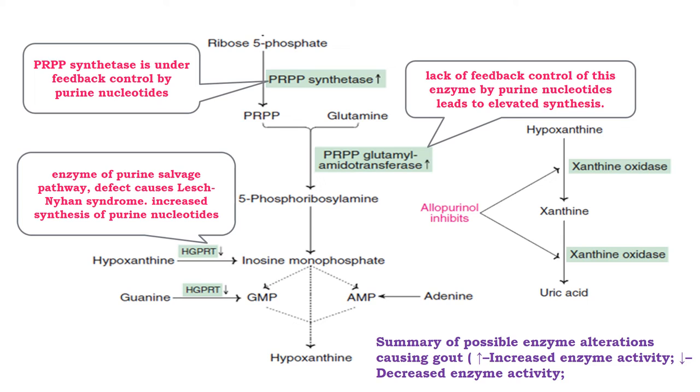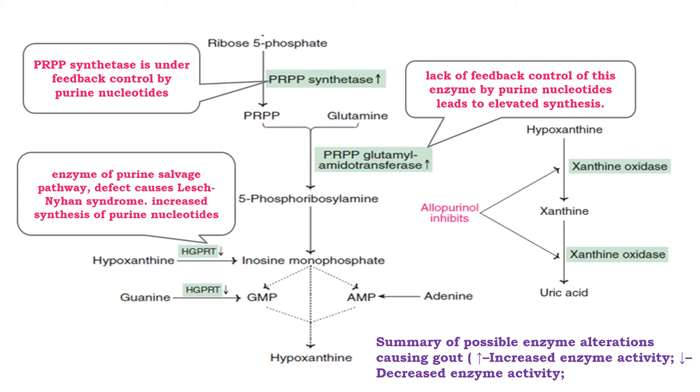If the degradation is increasing, then we get increased concentrations of uric acid. There is one more step. You can see at this point, the PRPP glutamyl aminotransferase, even there is a lack of feedback control of this enzyme by purine nucleotides, will increase the elevated synthesis of nucleotides. So ultimately, if the concentration of nucleotides is increasing, then automatically uric acid concentration also increases. If this accumulates in the joints, then we get gout.